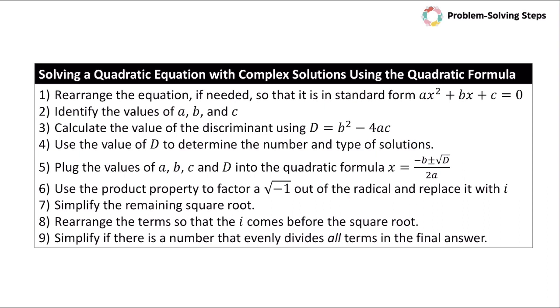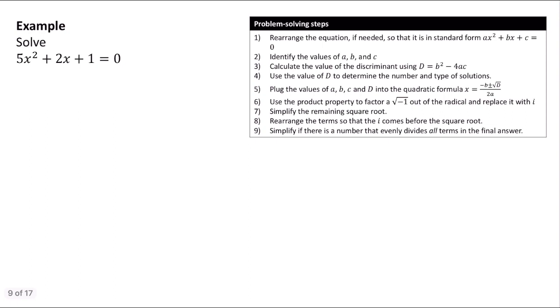Then we'll replace that square root of negative 1 with i. Then we'll simplify the remaining square root and rearrange the terms so that the i comes before the square root. Then we'll simplify if there's a number that evenly divides all the terms in the final answer. So let's start off with this example.